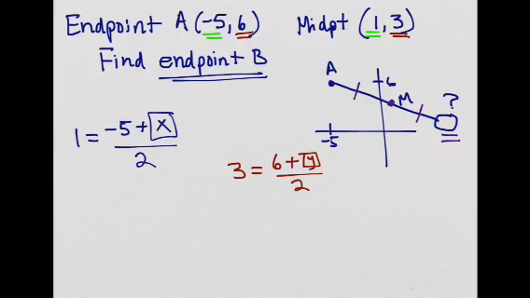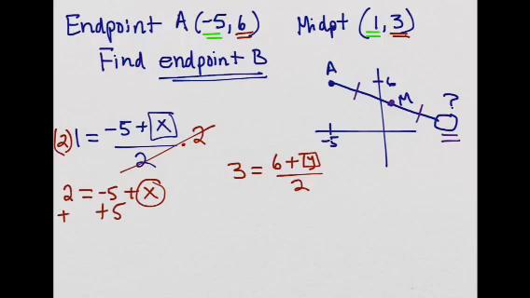So to solve for x, we're going to multiply both sides by 2. So on the right side, the 2's are gone. 2 times 1 is 2. On the left side, I have 2 equals negative 5 plus x. I need x by itself, so I'm going to add 5, add 5. So 7 equals x. Okay, now I move on to the y. Similar thing, I'm going to multiply both sides by 2. The 2 and 2 over 2 is gone. 2 times 3 is 6.